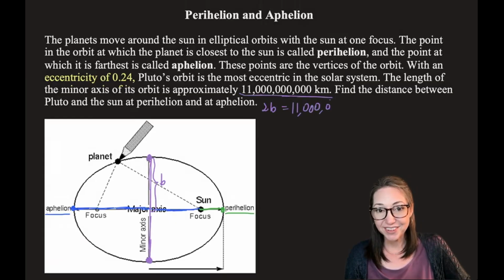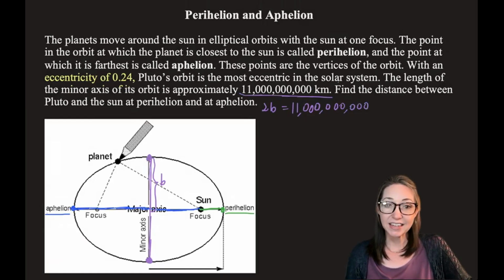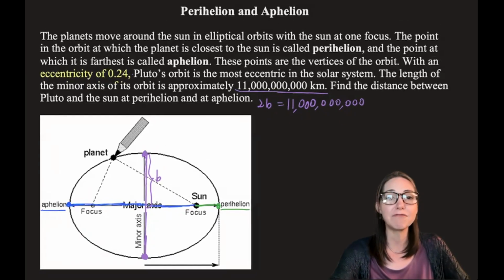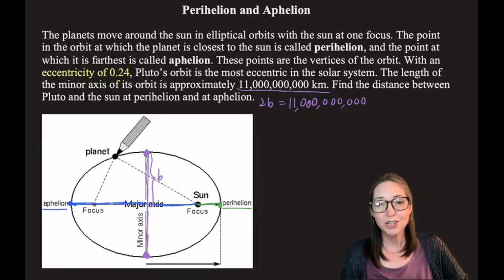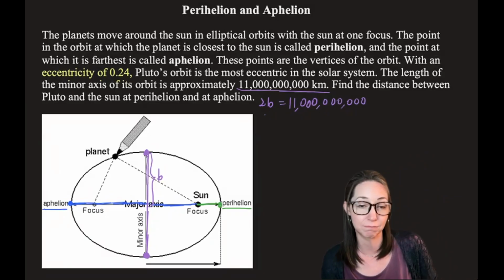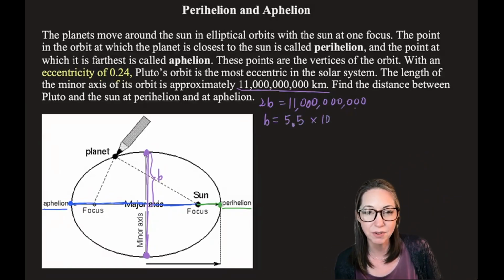We're going to switch to scientific notation in just a moment so that we don't have to write out all those zeros. Given the length of the minor axis and the eccentricity, can we find the distance between Pluto and the sun at the perihelion and the aphelion? I bet that we can. Let's analyze what we know. We can solve for b fairly quickly. We just divide both sides by 2, which gives us 5.5. In scientific notation, that would be times 10 to the 9th.